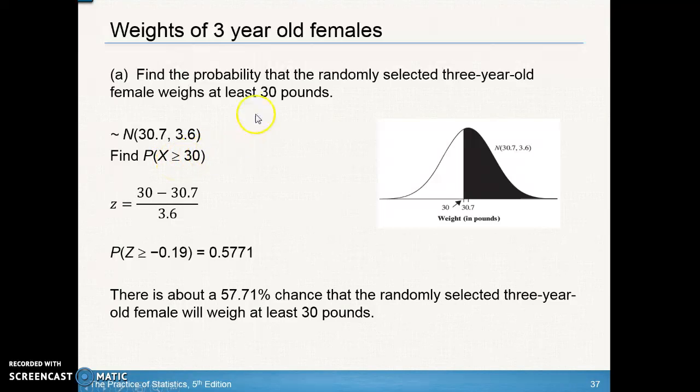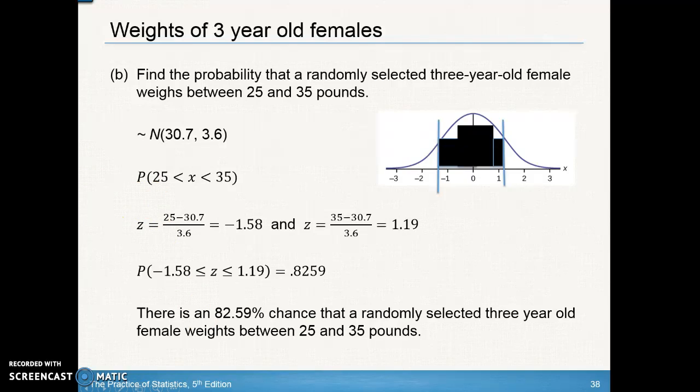But for the purposes of people reading your work to make sure it matches the question, include that greater than or equal to. All right, number one, we have our defining our distribution. It's normal, mean of 30.7, standard deviation 3.6. What's the probability statement? Okay, greater than or equal to 30. Your z-score is negative 0.19. Probability Z is greater than or equal to that, and then your final answer. So there's about a 57.71% chance that a randomly selected 3-year-old will weigh at least 30 pounds.